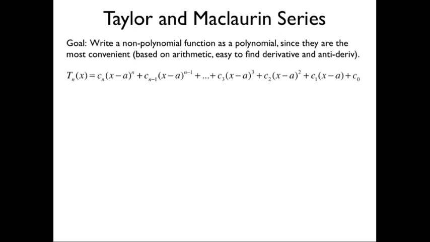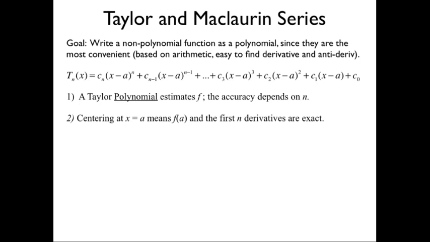Okay. So this we said was our general form of a Taylor polynomial. We want this to estimate some function f. And then we saw that we have different polynomials of higher and higher degree. So the higher degree polynomial that you build, you get a more accurate estimate of f, okay? And we said it centers at a. What does centering at x equals a mean? It means that it gets the function value perfectly correct at a, and also it gets n derivatives correct at a.